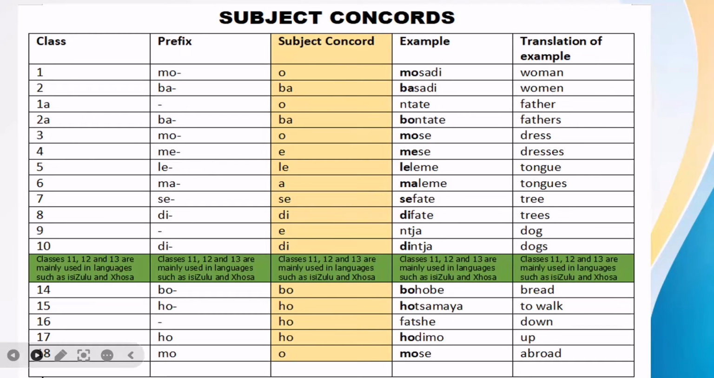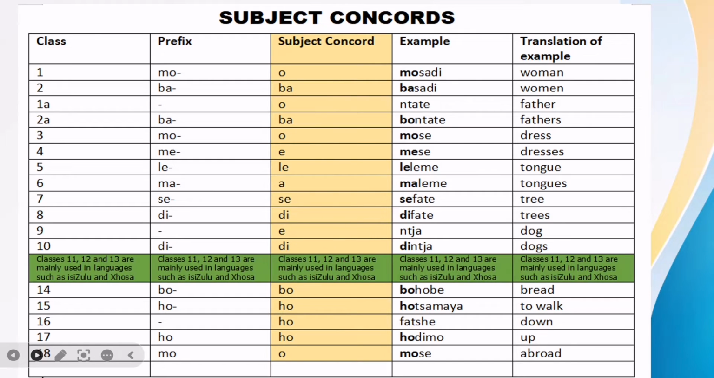This list here indicates the subject concords, and we have 18 subject concords, but we do not have 11, 12, and 13 in Sesotho, mainly because they are used in languages such as isiZulu and Xhosa. So for the classes of the subject concords, there are 18, and we've got the prefixes, the subject concord, an example, and the translation of the word.